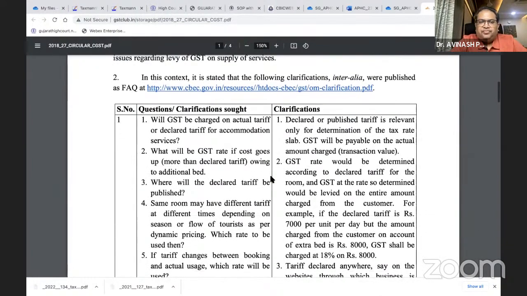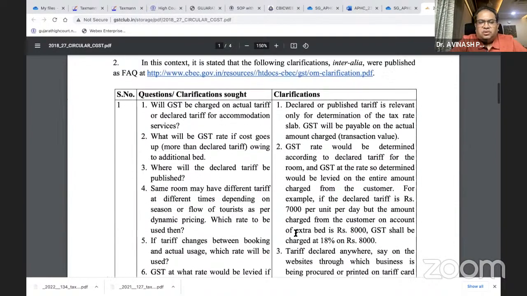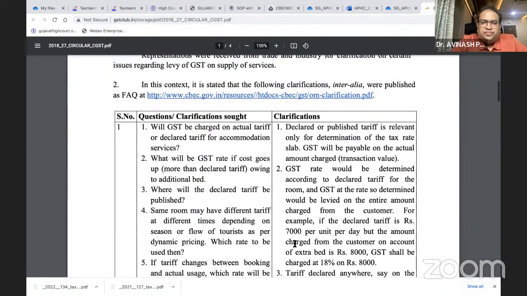So the first serial number has multiple questions. First, will GST be discharged on actual tariff or declared tariff for accommodation services? There was a provision in the tariff which said that if the tariff exceeds this much of the amount, then the rate will be 28%. If it does not exceed and it is falling within this bracket, then the rate will be 18%. So the question is whether actual tariff or the declared tariff for accommodation services will be the tariff on which the GST has to be charged.